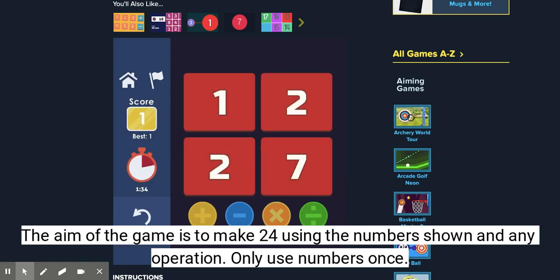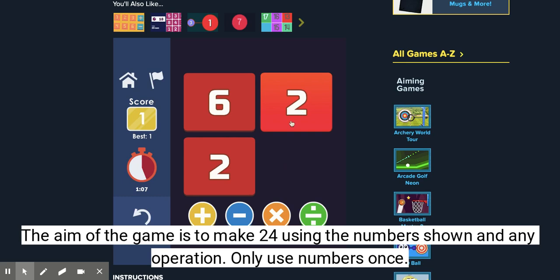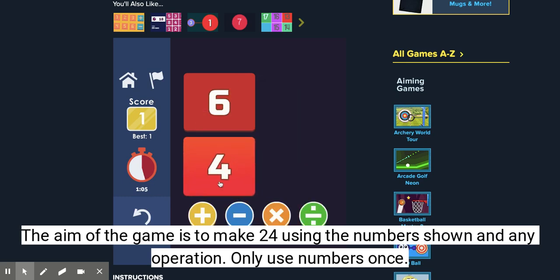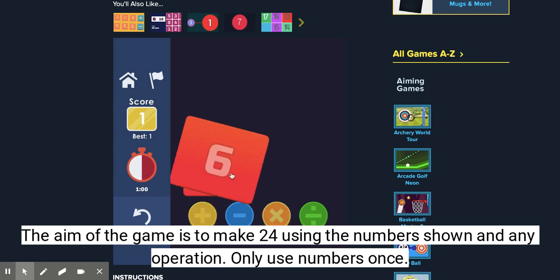7 times 6, I know that 6 times 4 is 24, so 7 minus 1 is 6, 2 plus 2 is 4, 6 times 4 is 24.